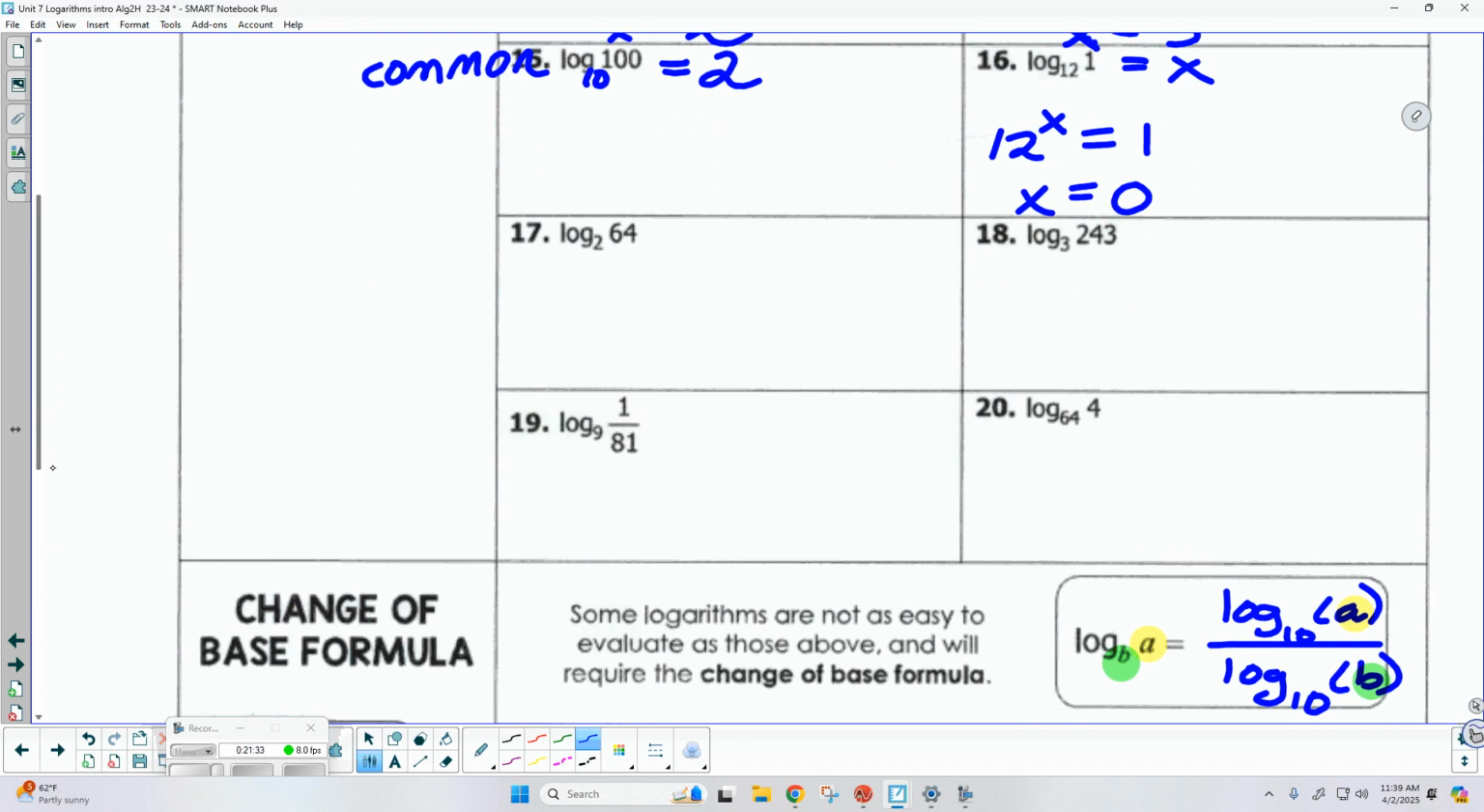All right. What about 17? Log base 2 of 64. Well, now 2 squared will give me 4, so we're not quite there. So 2 to the power x would give me 64. Well, it takes the power of 6. Because 2 times 2 times 2 times 2 times 2 times 2.